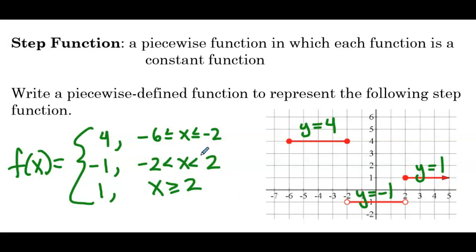Now in this case, notice the steps kind of jump, right? It goes from 4 to -1 back to 1, but it's still considered a step function, even though in this case it doesn't look like a set of stairs, right? We use the word step function to describe any piecewise function that's made up of only constant functions.